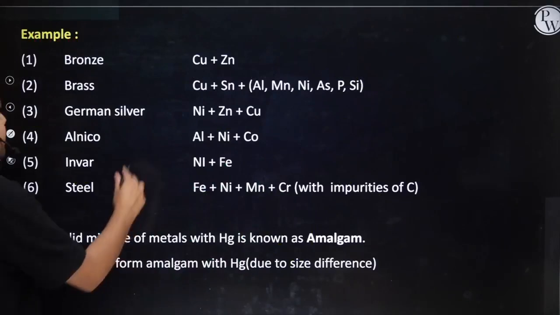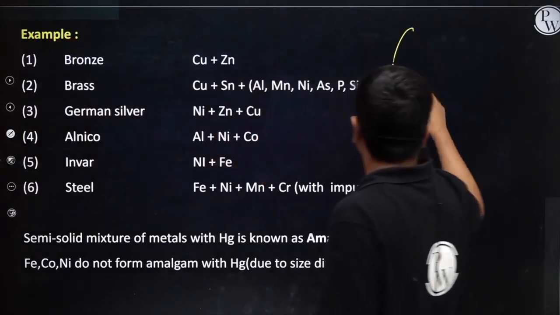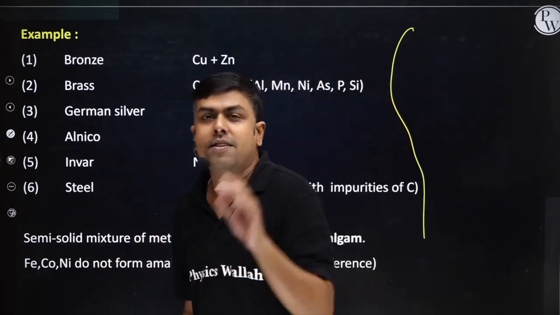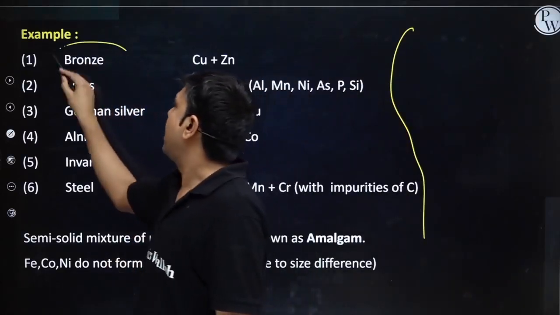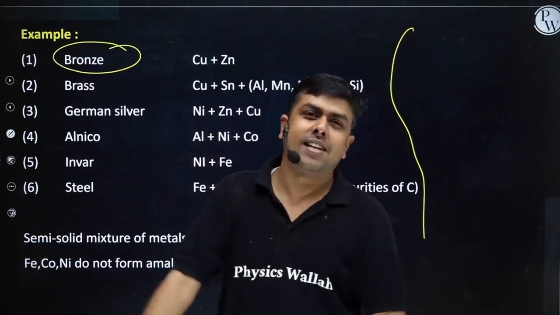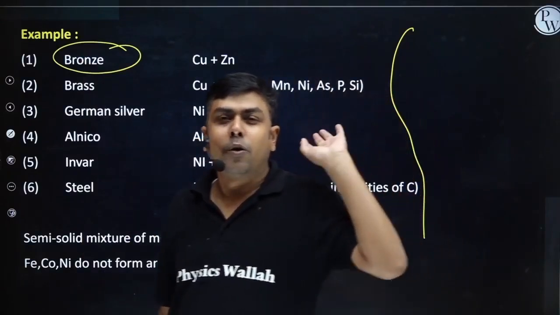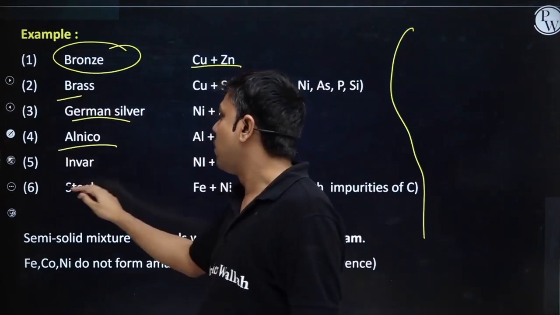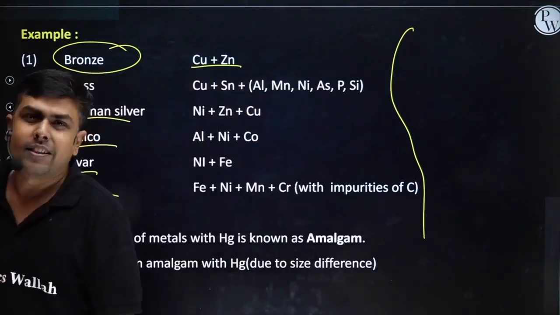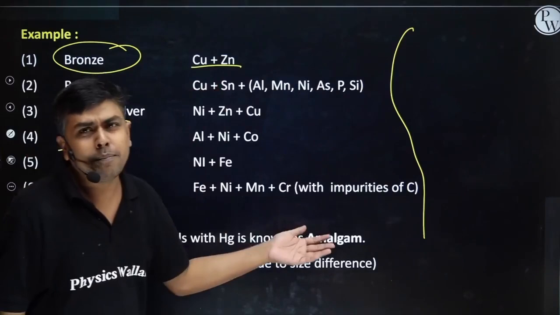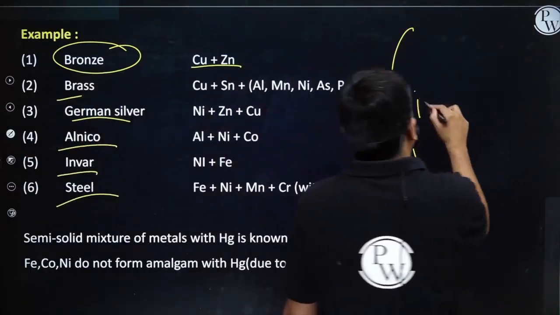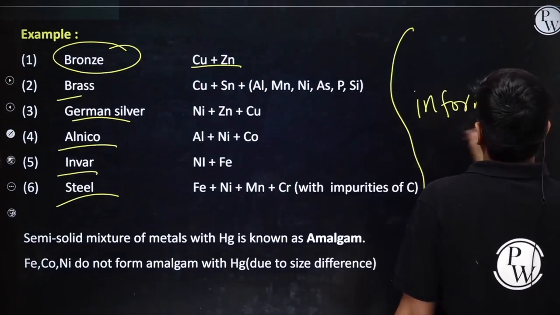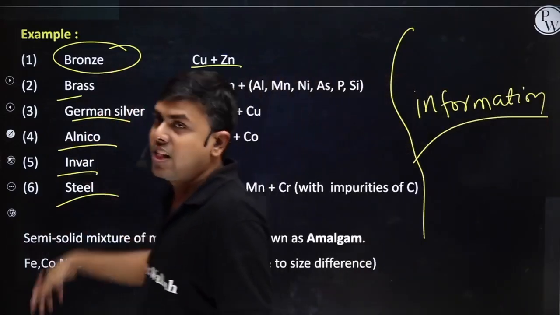Now students, this particular table and data is really, really important. A lot of the time questions are asked, bronze is an alloy of what? Although we have studied these things from class 9th and 10th onwards: bronze, brass, German silver, alnico, invar, steel. Nothing to think about, simple information based. So you need to remember the composition of these alloys.